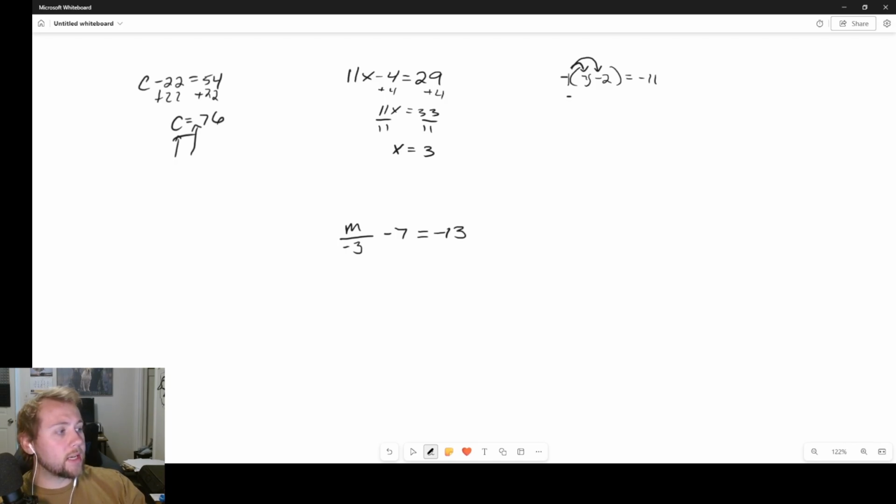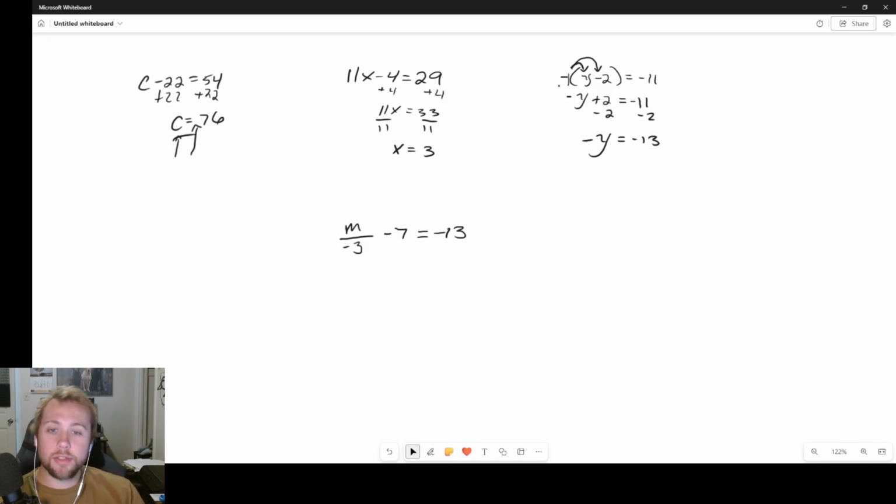So we're going to have a negative y, and then that's going to be plus 2 is equal to a negative 11. So now we have our negative y plus 2 equals negative 11. I'm going to have to subtract 2 on both sides to get my variable by itself. And that gives me a negative 13.